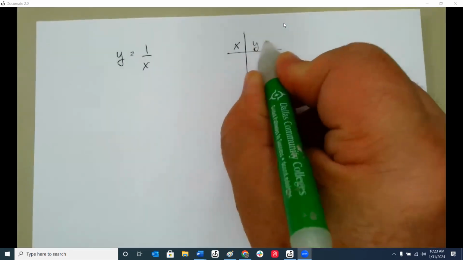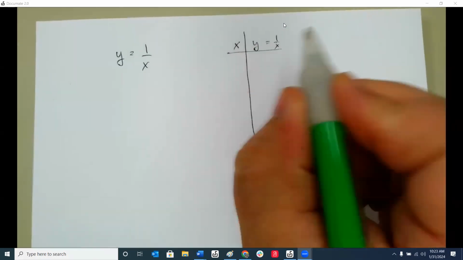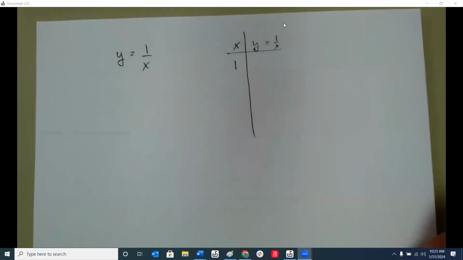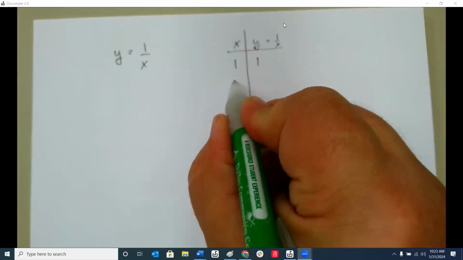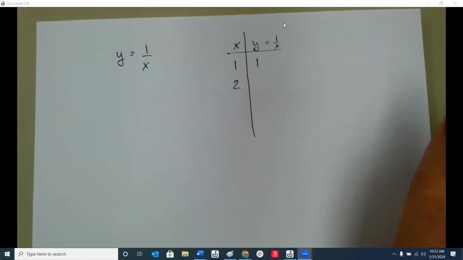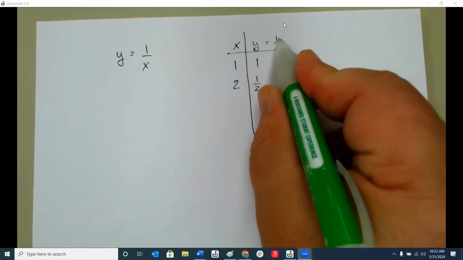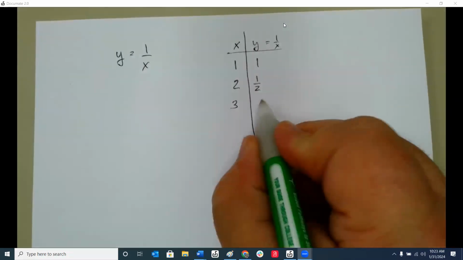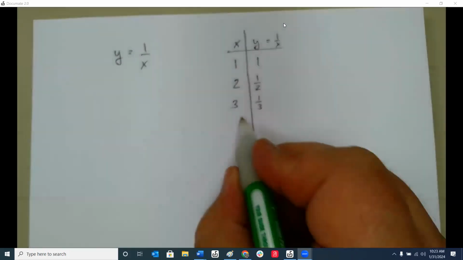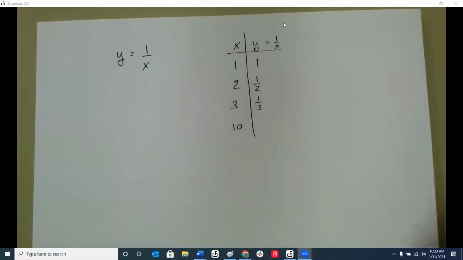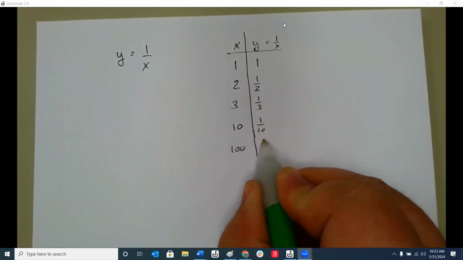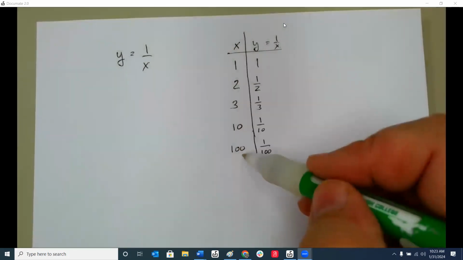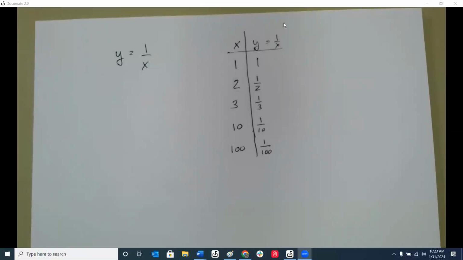Let's see if we can notice a pattern here. When x is 1, what's y? 1. Because 1 over 1 is 1. When x is 2, 1/2, which is 1 over 2. When x is 3, 1/3. When x is 10, what do we get? 1/10. When x is 100, what do we get? What do we notice about the bigger x becomes, what happens to y? It gets smaller. It gets closer to what number? It's closer to 0.